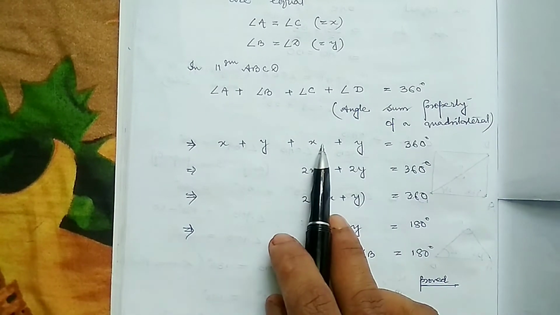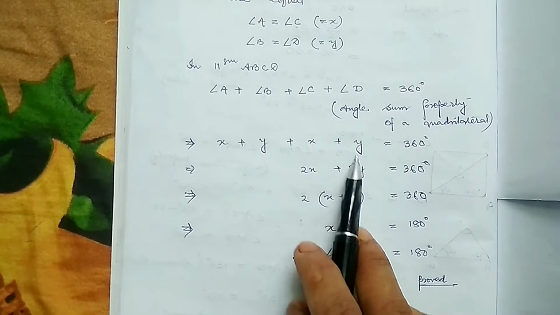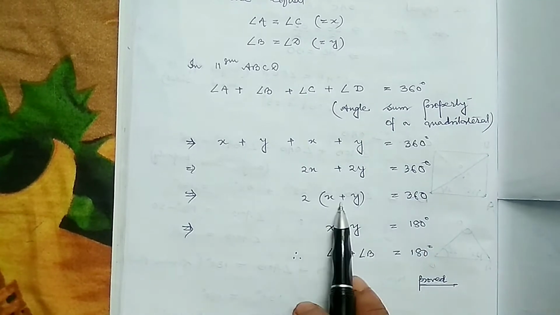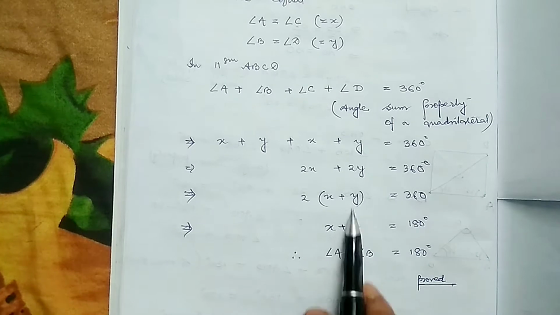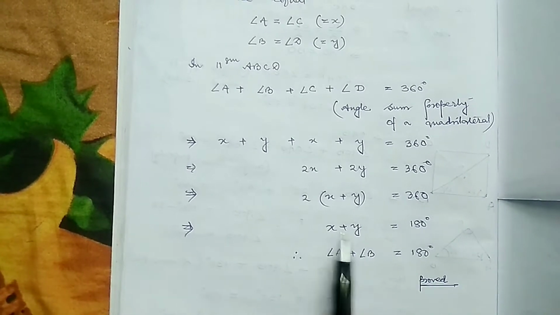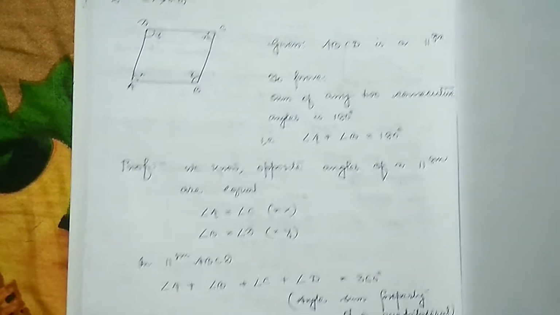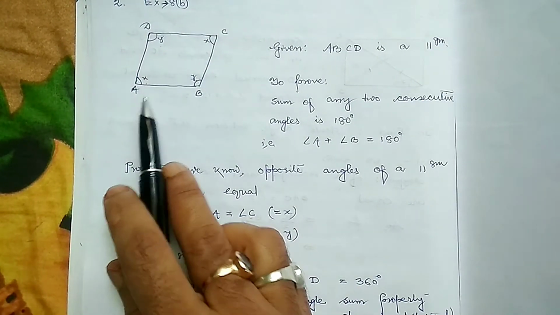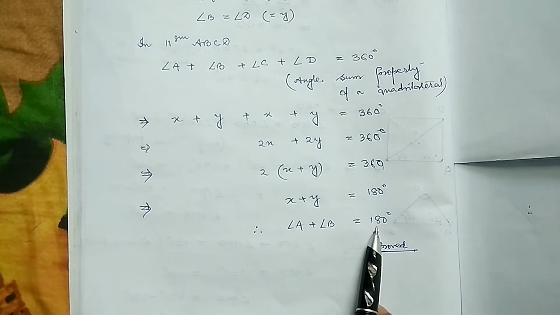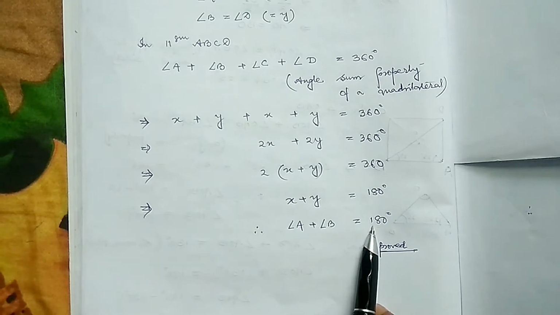How many X? 2X. And how many Y's? 2Y. So I can write 2X plus 2Y is 360. 2 taken common, X plus Y is 360. X plus Y will be 360 by 2, that means 180. And X and Y, as per the figure, we can consider angle A and angle B. Therefore, sum of angle A plus angle B is 180 degree. So we can prove that sum of any two consecutive angles is 180 degree.